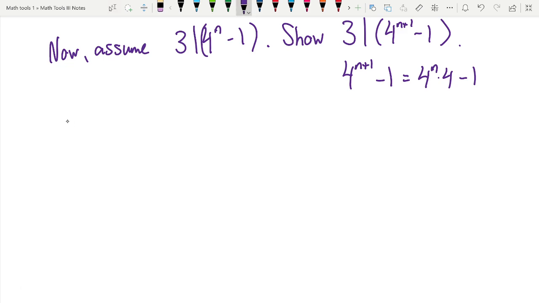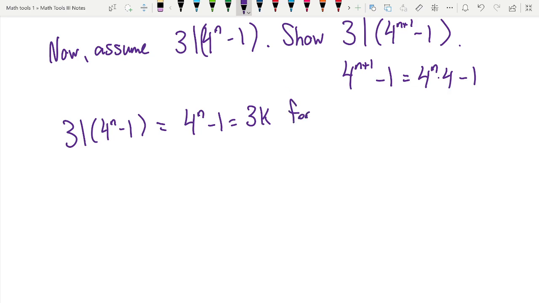So if 3 divides 4 to the n minus 1, we saw this kind of idea earlier. This means that 4 to the n minus 1 is equal to 3 times k, right? For some k, technically in the integers, you keep it in the natural numbers if you want. It doesn't really matter too much, but we're mostly working in the natural numbers right now. So we know that this is true. So this gives us an equation to work with here. And we know that this is kind of what we're aiming towards.